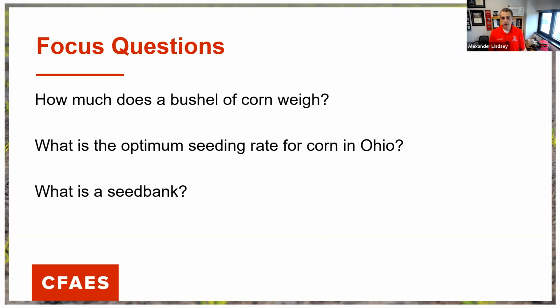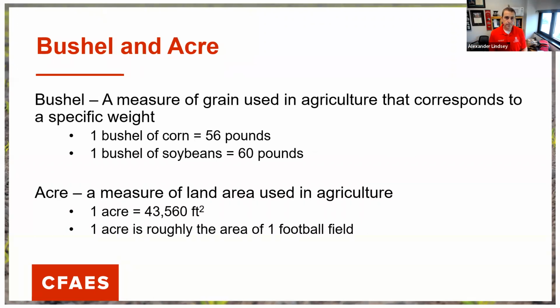The optimum seeding rate is basically how many plants do you need in a given area to make sure that the bushels achieved on that unit land is greatest. That's what we mean by optimum seeding rate. And seed bank we'll get into in a little bit.